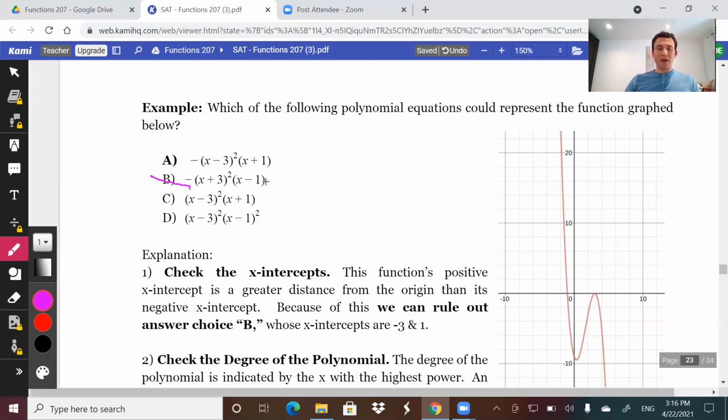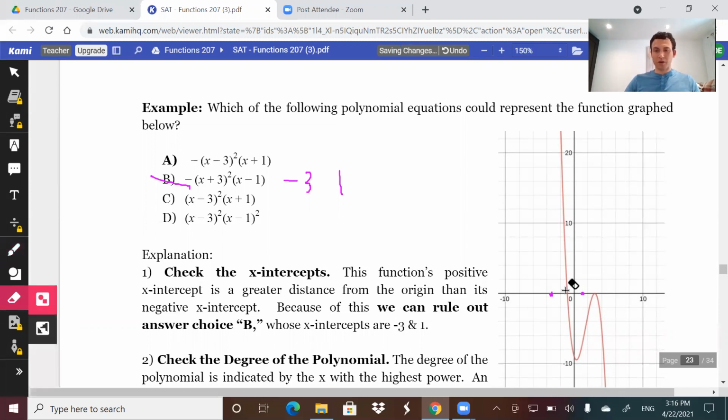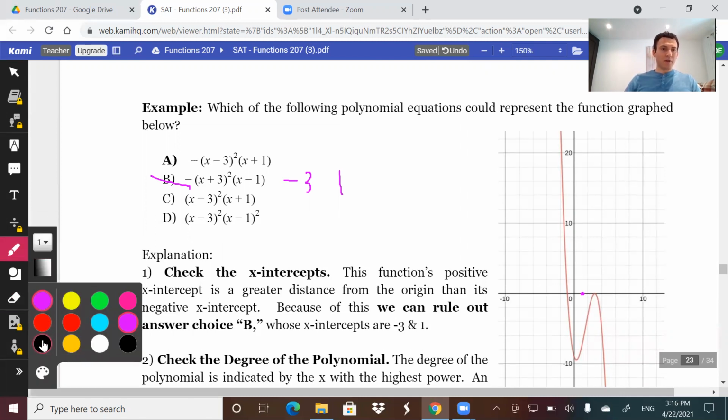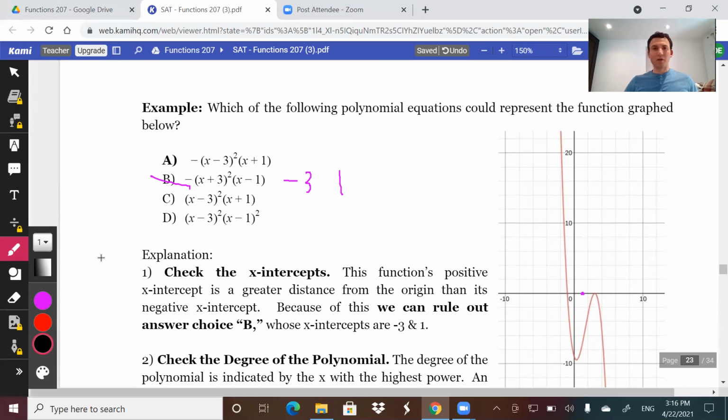Because b is saying that your x-intercepts are going to be at -3 and 1. Well, what would that look like? You'd have to shift where you'd be crossing at like 1 here and -3 over here, right? So immediately looking at our x-intercepts, we know the answer isn't b. So what other reads can we make on this? Because all these other ones have the same x-intercepts.